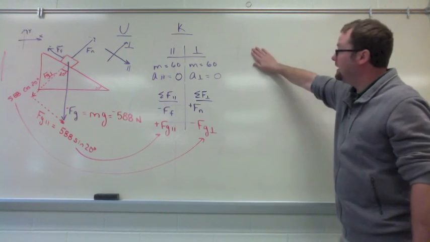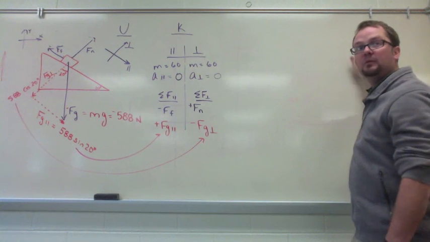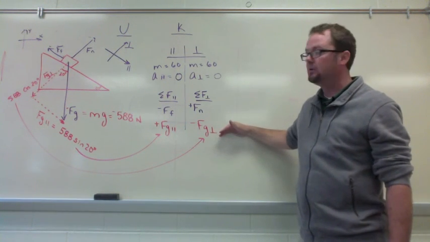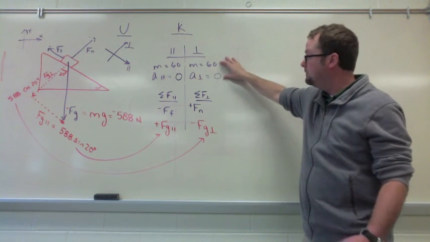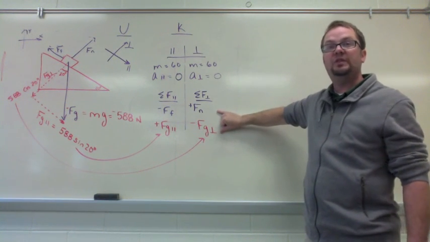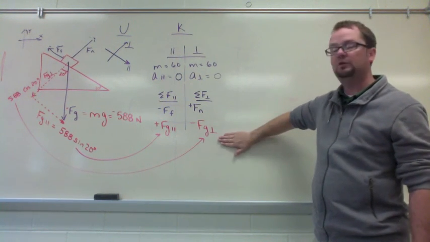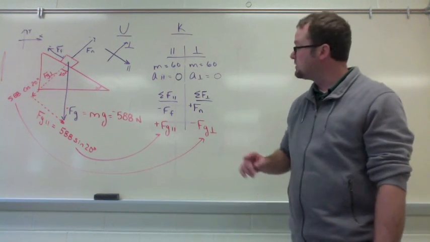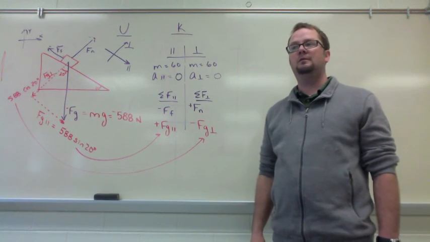So when I do my Fnet parallel equation, it'll equal 0, and so the sum of the forces will equal 0. Likewise, the same process happens here with Fnet in the perpendicular direction, that's 0, and the sum of those forces will then also have to equal 0. And so Fn is going to be equal to Fg perpendicular. That won't always be the case. That's only the case this time because these accelerations were 0. Okay?